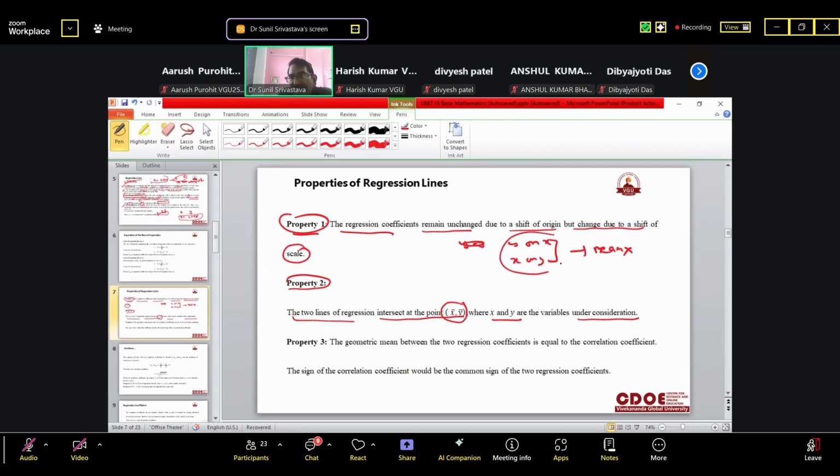So we are solving this equation. Their intersection point is x bar and y bar. So two lines of regression intersect at the point (x bar, y bar). Now, property number three.